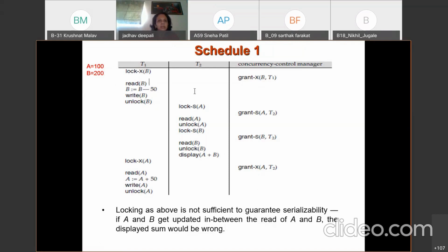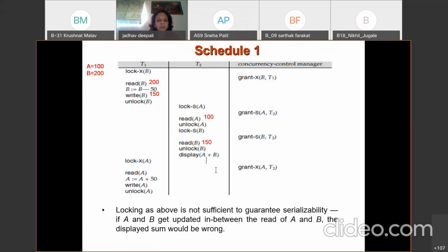What value of B does it read? It reads 200, performs B is equal to B minus 50, and what value does it write? 150. Now the control goes here. It locks the data item A in shared mode, and it is granted. It reads the value of A. What value of A does T2 read here? Anyone? It reads 100. Then unlock A. Lock data item B. What value of B does T2 read here? It's important. 150. Correct? And then display A plus B.